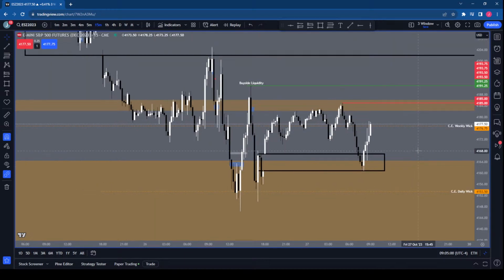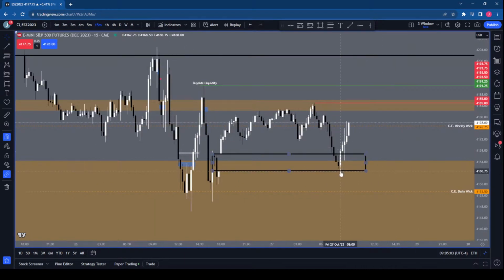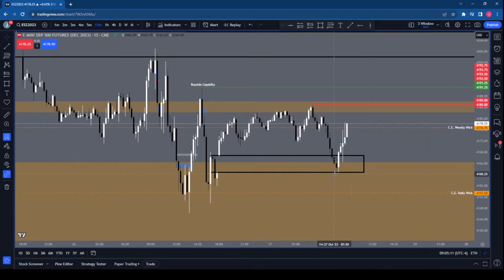It gets me excited because it just shows how accurate these concepts can be. And the better you understand them, the more accurate you can be as a trader. Because look how accurate that is. It comes down to the tick.